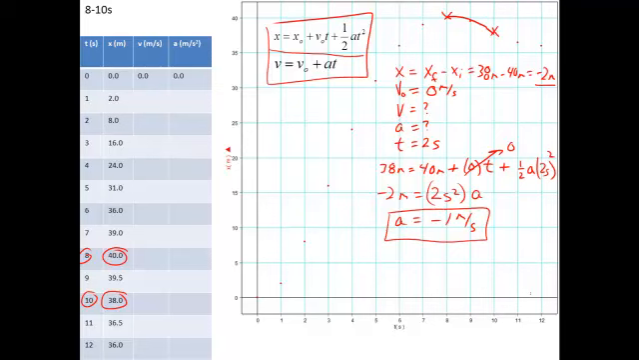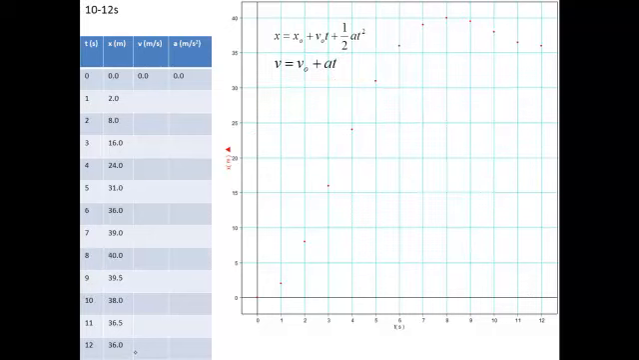Then for the final velocity for that interval, I would use, once again, this equation. V is equal to V initial. My initial velocity was 0 meters per second. My acceleration is negative 1 meter per second squared times a time of 2 seconds for that region. So I get a final velocity of negative 2 meters per second. So for this section, the final velocity is negative 2 meters per second. The acceleration is a constant negative 1 meters per second squared.